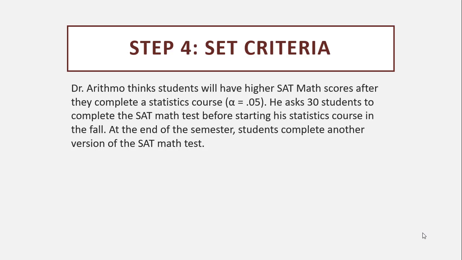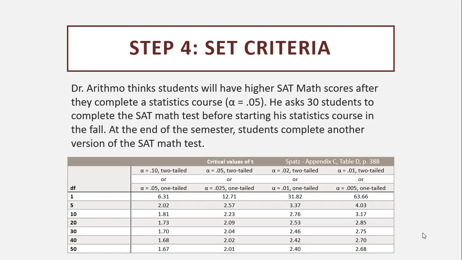Here, alpha equals 0.05. He asks 30 students to complete the SAT math test before starting his statistics course in the fall. At the end of the semester, students complete another version of the SAT math test. Importantly, when we write it out this way, we see the number of students, which we're going to need to know. We see that we have the students completing it before and after, so now we get a sense about the fact that the students are dependent on each other. And then we can use that information along with the critical values of t, and this is provided to you, but you also can find it in SPATS, Appendix C, Table D on page 388.